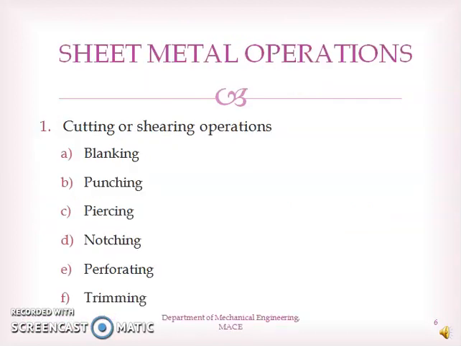Now let us see various categories of sheet metal operations. The sheet metal operations can be categorized as first category is cutting or shearing operation. Here the sheet metal is subjected to a shear force and the sheet metal is cut or sheared. There is a metal removal. This category can be further categorized into blanking, punching, piercing, notching, perforating, trimming, etc.